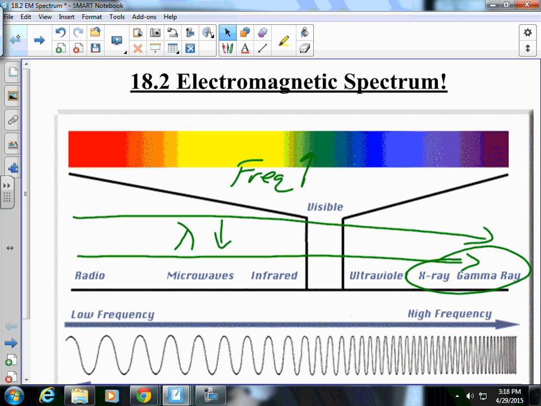First thing, what's the key in electromagnetic? Electric and magnetic. So you have 2 fields, electric going up and down, magnetic going side to side, all in the same wave. Then they make up 7 different types of radiation: radio, microwave, infrared, visible, ultraviolet, X-ray, and gamma ray. And those are the 7 types of electromagnetic radiation you're going to have to know.